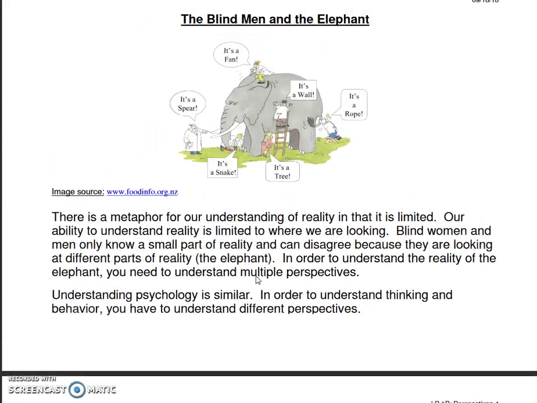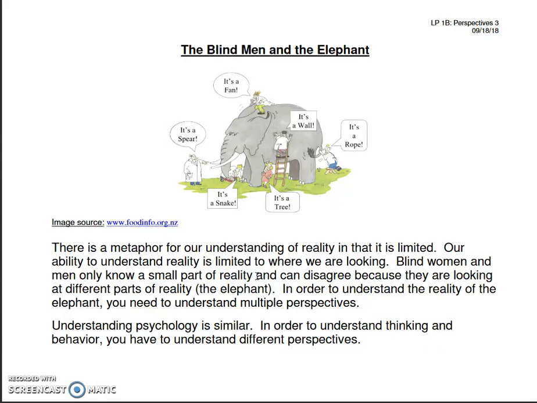Now there's a metaphor, the blind men and the elephant. Depending on which person you're asking, they'll say different things about the elephant. One might say it's like a spear, it's like a snake, it's like a fan, it's a wall, it's a tree, it's a rope. And all of these blind people are right from a certain point of view.